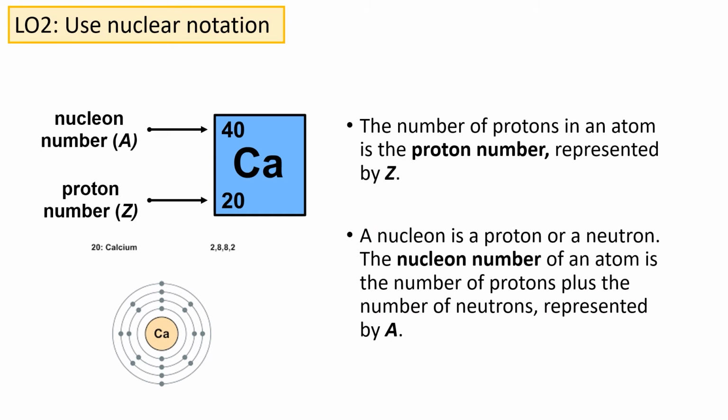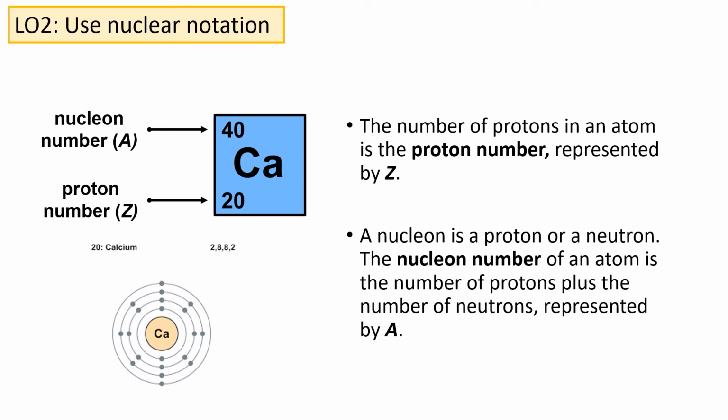It's also very important that we recall nuclear notation. Shown on the left-hand side is the nuclear notation for an atom of calcium. The bottom number is known as the proton number. In your chemistry class, it may have been referred to as the atomic number. The proton number is quite simply the number of protons inside a nucleus.